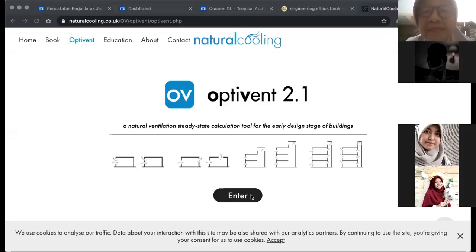Now it has entered the second one. So when you click on that link, you can find this and you will go to this website. Internet connection is not that good. So basically, if it is open, then you can find several scenarios, whether you choose single side, and then double side, and then stack ventilation like this.